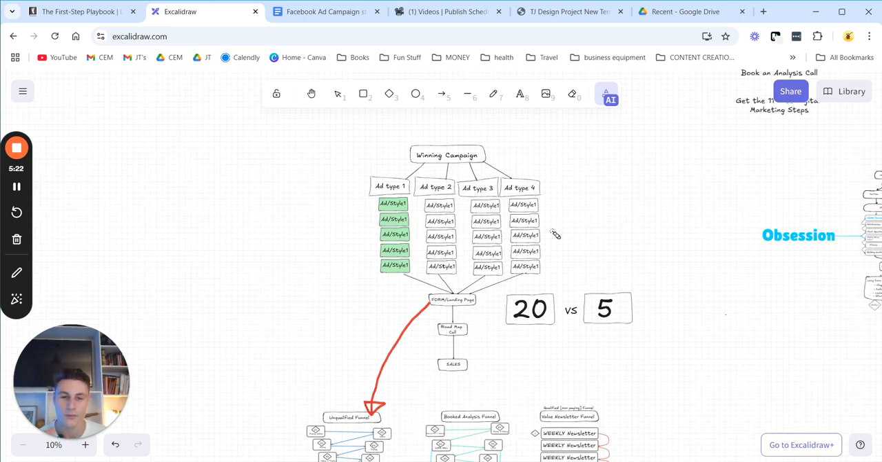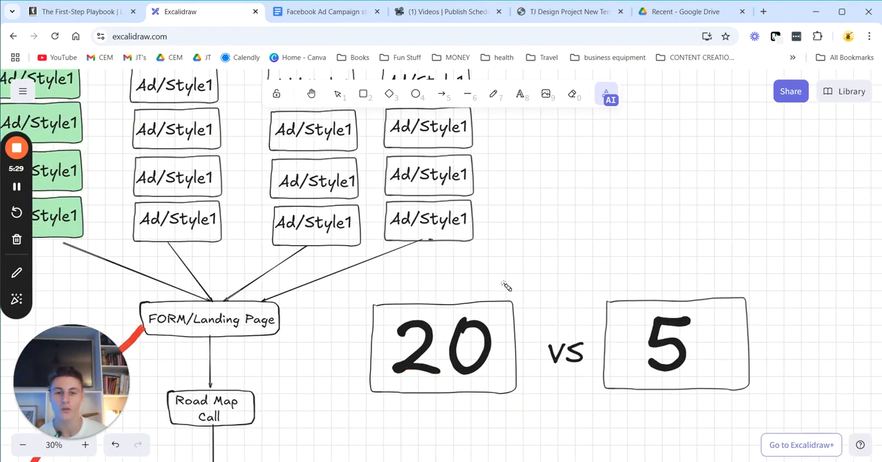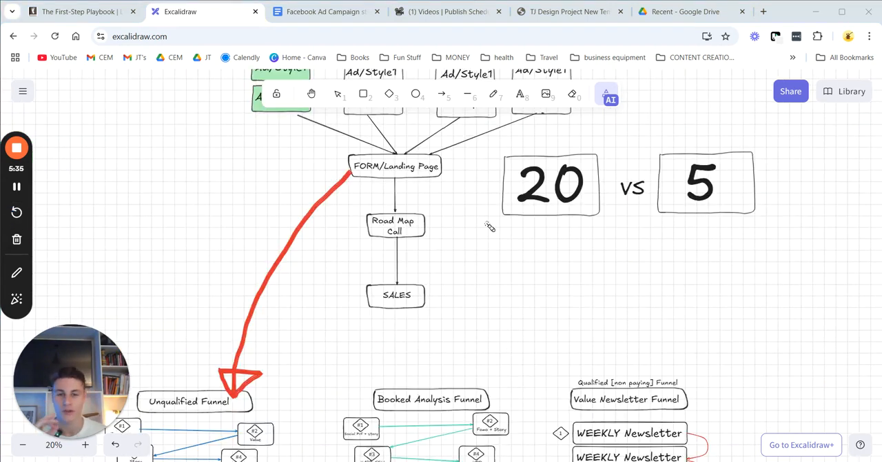This is the mistake most business owners make. They test 1, 2, 3, 4, 5 different ads when they could be testing 20 and having such a high ROI, they don't know what to do with their leads. But guys, it doesn't stop here at just the ads.